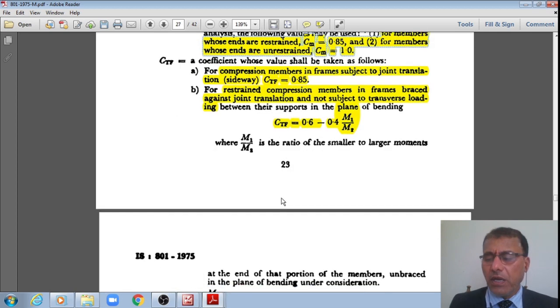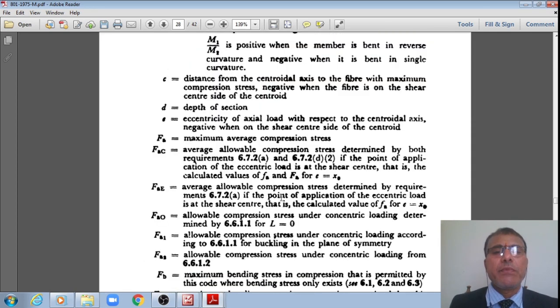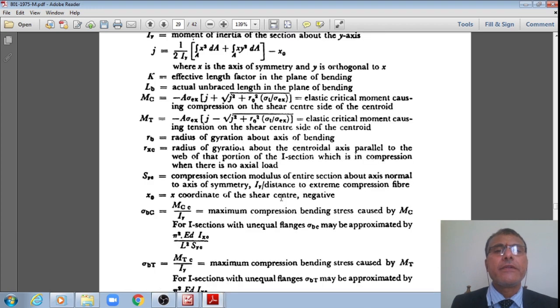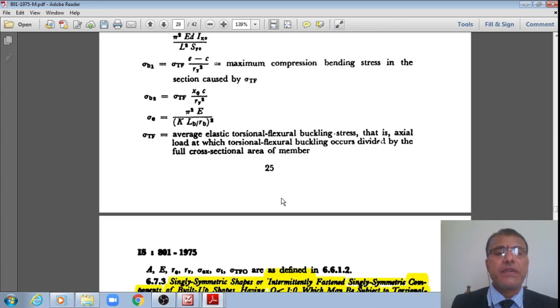These are the different notations of this formula. You just go through these, students. I will not read them. These are the different notations of that same formula.